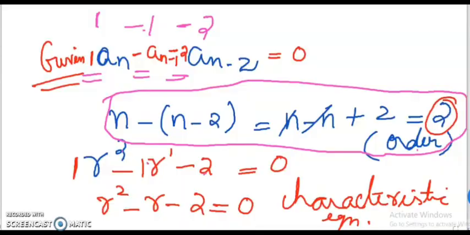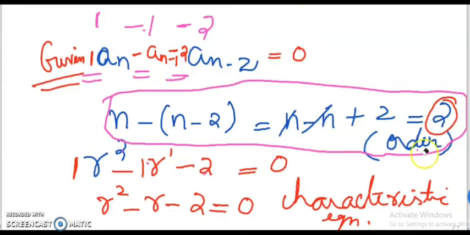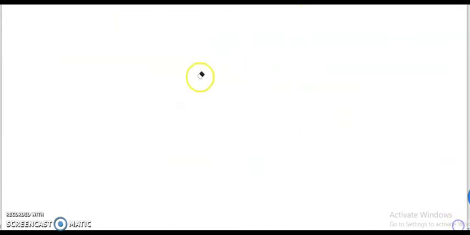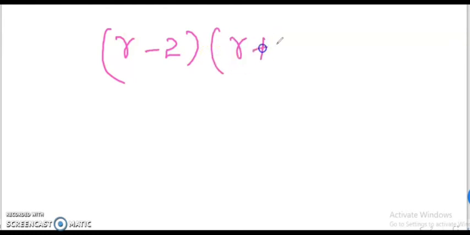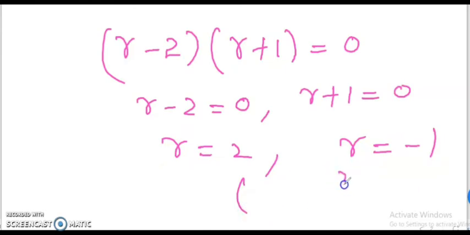r square minus r minus 2 can be factorized as (r minus 2)(r plus 1) equal to 0. Therefore, r is equal to 2 and r is equal to minus 1. So r minus 2 is equal to 0, r plus 1 is equal to 0, r is equal to 2, r is equal to minus 1. So these roots are real and distinct, real and different roots.